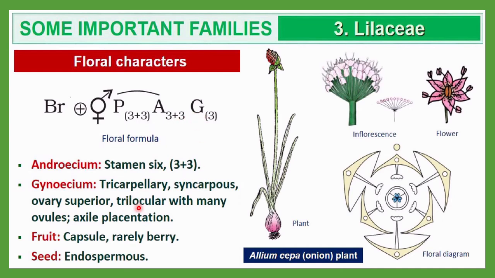Trilocular, here you can see 3 chambers are formed, because it is a syncarpous type of ovary. The 3 members are joined together, so it becomes syncarpous. That's why you will observe trilocular with many ovules. Axile type of placentation you will observe here. Then the fruit is of capsule type, rarely it is a berry, and the seeds are endospermous. This is all about floral characters.